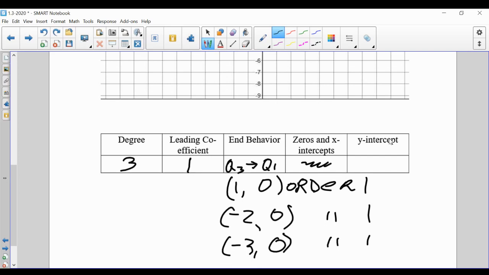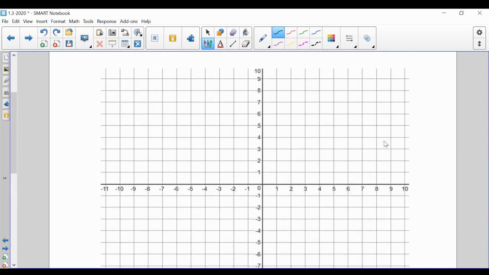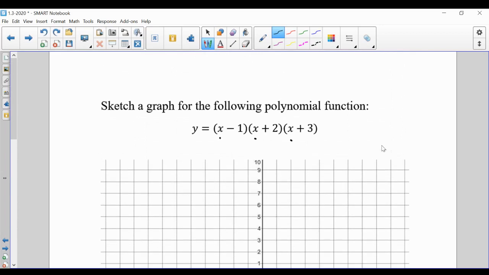Can anybody remind me? I'm not going to the wheel for this. Can you remind me how I get the y-intercept of a function if I have its equation? Any ideas as to how I might get that y-intercept? Because that's going to help me to draw the function as well. Set your x to 0. There you go. Set x to 0. So I set the x to 0. It's going to be y equals 0 minus 1, which is minus 1, 0 plus 2, which is 2, and 0 plus 3, which is 3, and that's equal to minus 6. I think we can all agree on that.